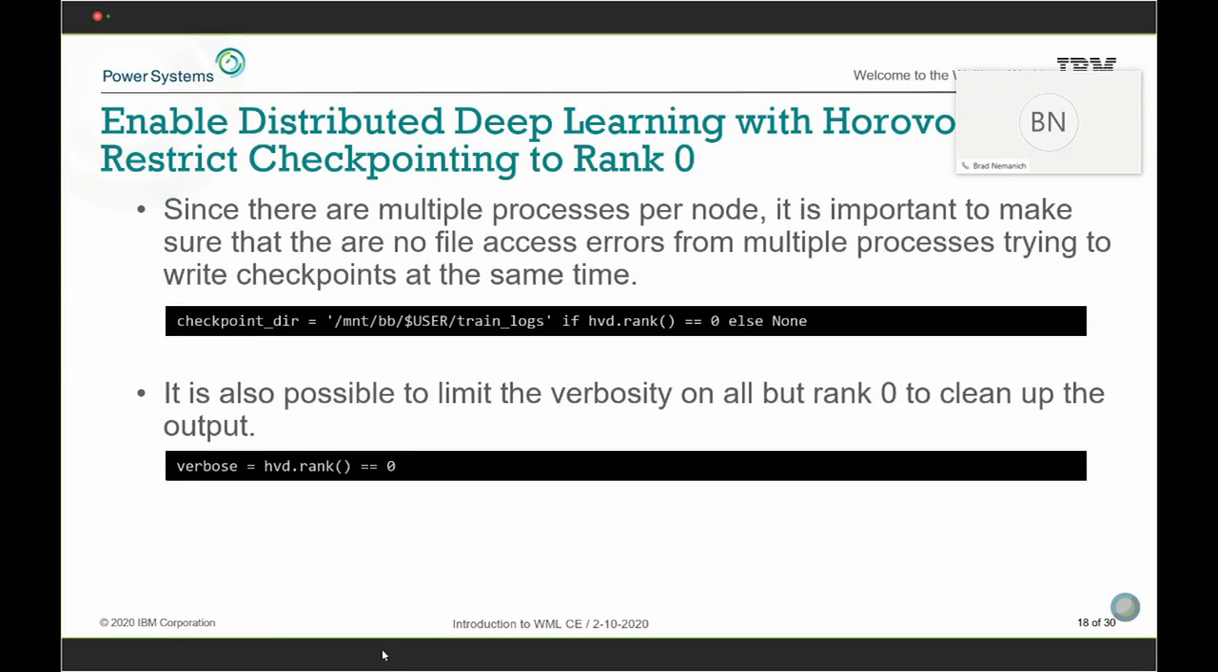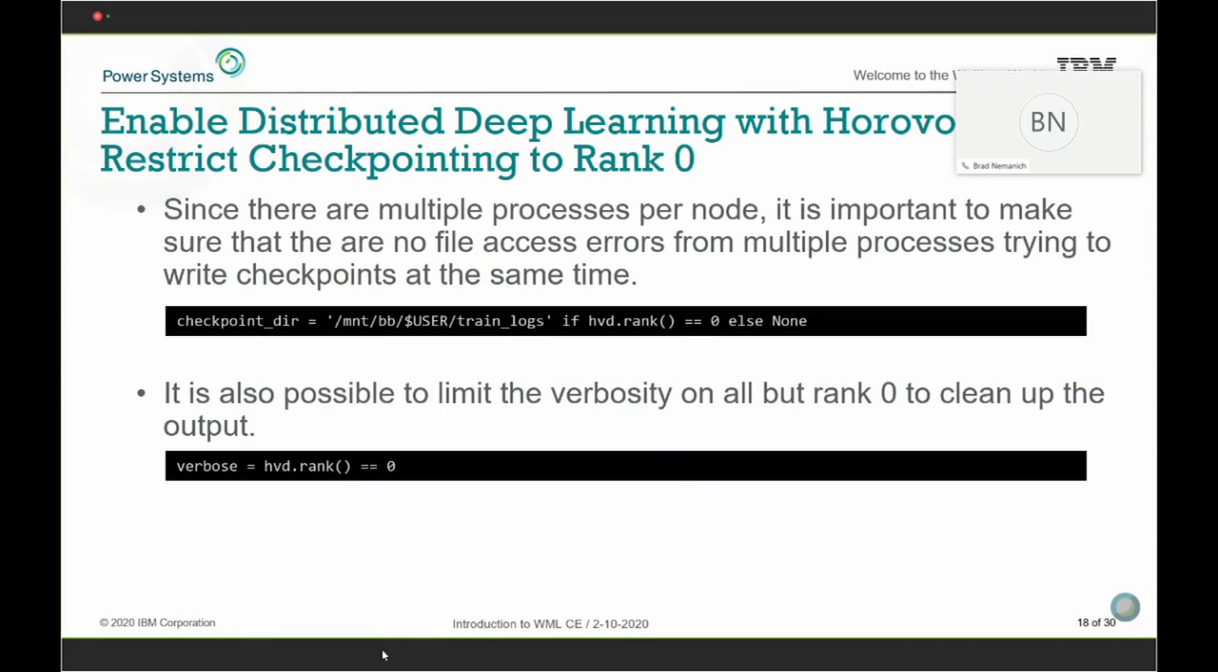The next step is to restrict, or I guess the last step is to restrict, certain operations to happen on rank 0. The most important one here is checkpointing. So since we have multiple processes running per node, the first error we see a lot is file access errors because all processes are trying to write the same checkpoint. So it's important that you restrict the checkpointing only to rank 0.